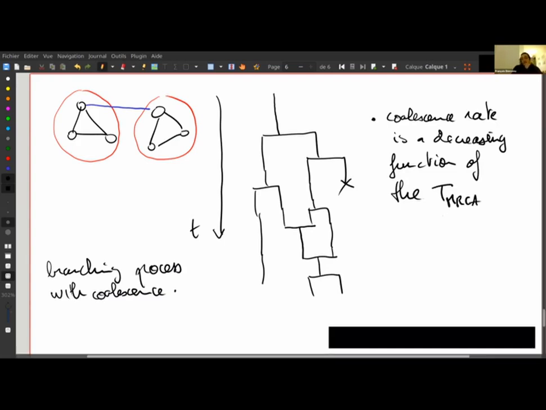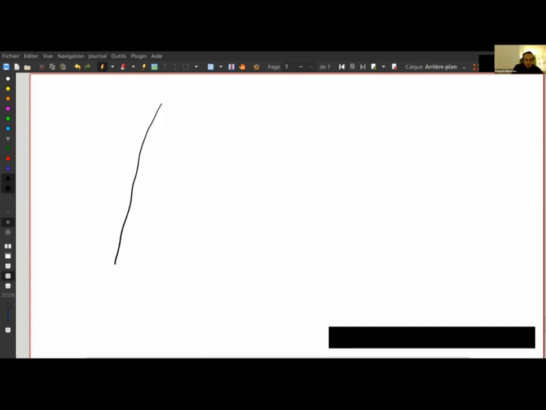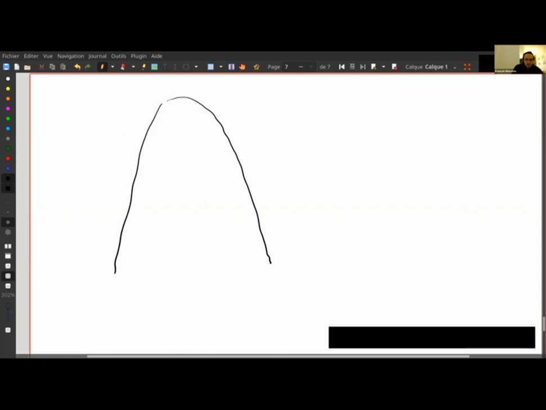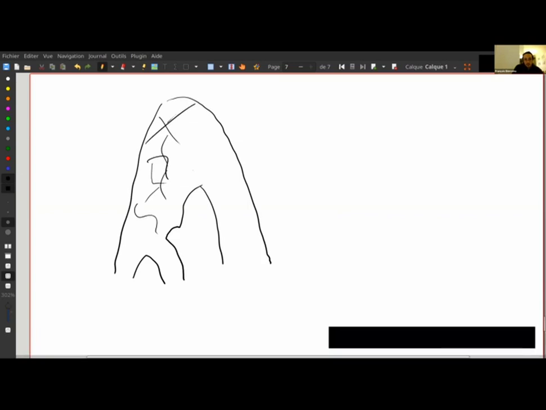And once you consider these models, the idea is that if you look at the model from far away, if the coalescence rate decreases fast enough as a function of the T-MRCA, then you should have some sort of large-scale tree structure. So something like this. And then inside this, you have a very complicated network with a lot of things that just merge and split in all directions. But if you look at the network from far away, it should look like a tree.